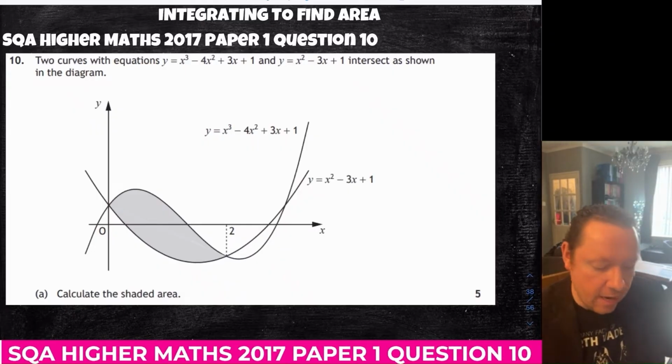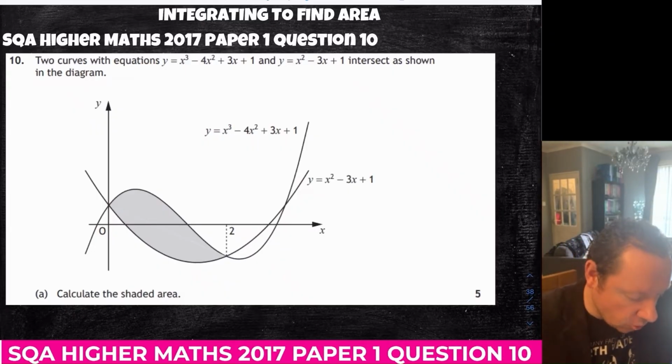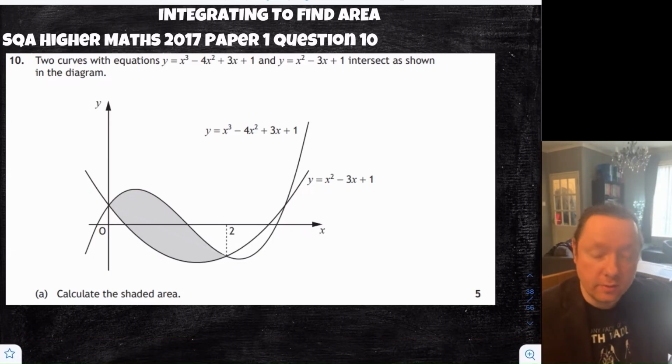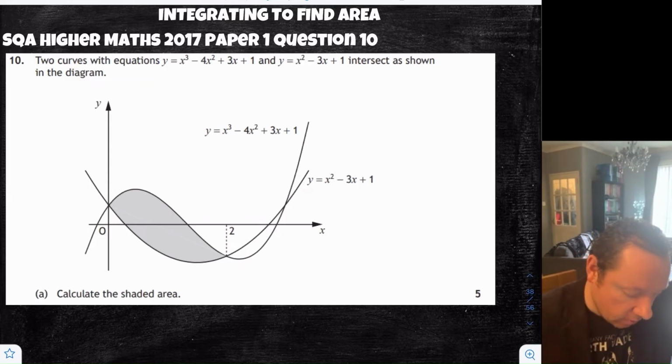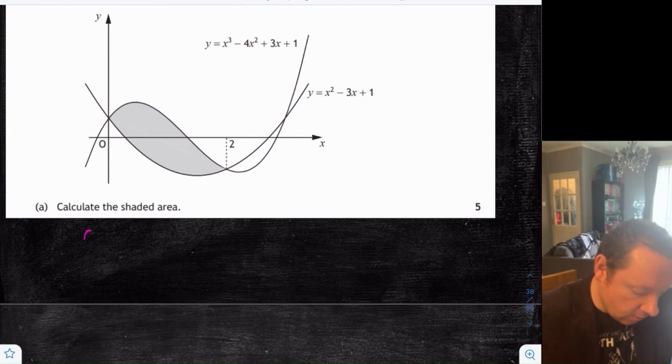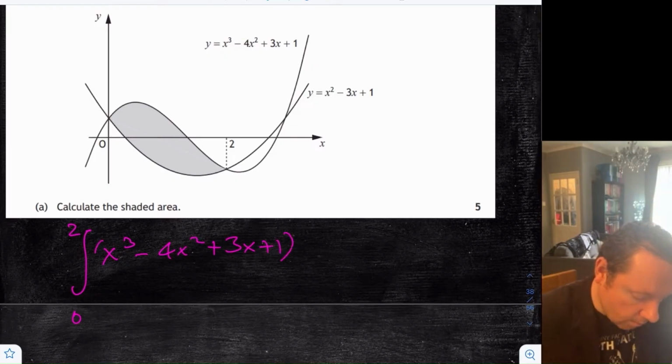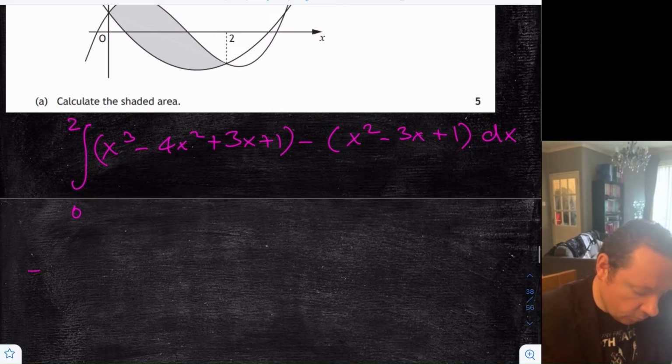Find the area. SQA Higher Maths 2017 paper 1 question 10. Two curves with equations x cubed minus 4x squared plus 3x plus 1 and x squared minus 3x plus 1 intersect, as in the diagram. Calculate the shaded area. To do shaded area between two curves, it's the upper curve minus the lower curve between the x's, which is 0 and 2. So I can immediately write down it is the integral between 0 and 2 of our upper curve minus our lower curve dx.